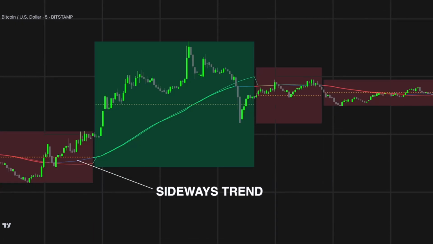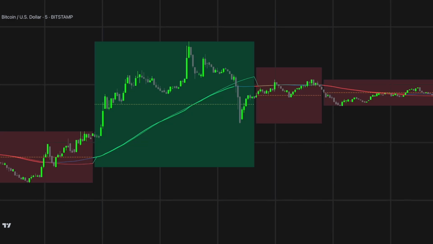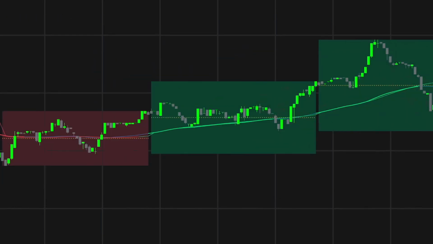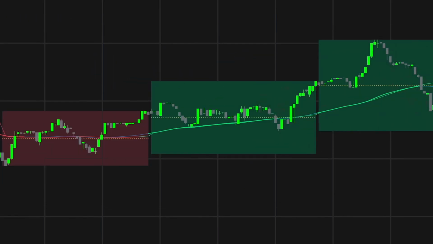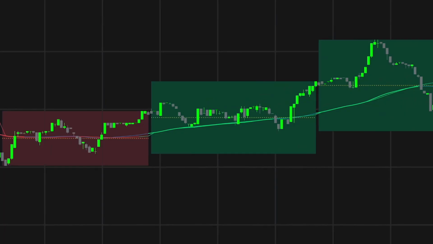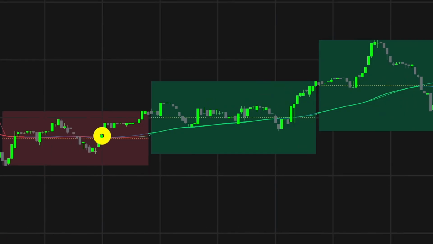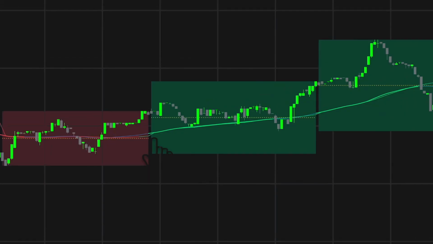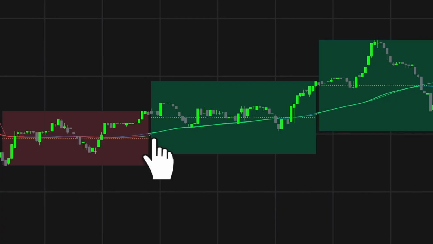AI moving averages can also act as support and resistance. The trading strategy I'm about to show you is based on identifying these key price levels. For instance, when the price rises above the MAs for the first time and the lines turn green, this signals a beginning of an uptrend.